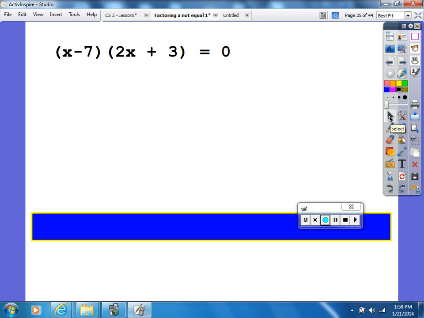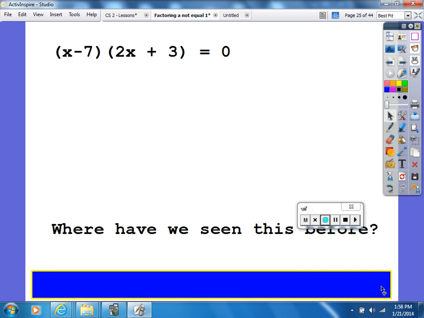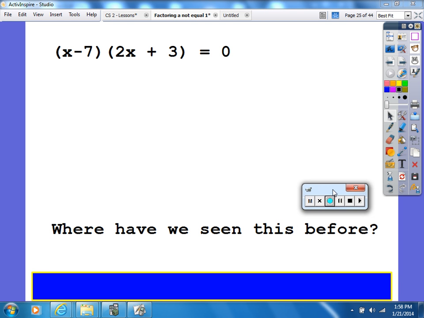I have a question before I actually show you the math behind this. Where have we seen something like this before? Factoring. You actually did this on Friday for a quiz, right? You made it look like those two sets of parentheses. So this is where that is. Where else have we seen this other than factoring?